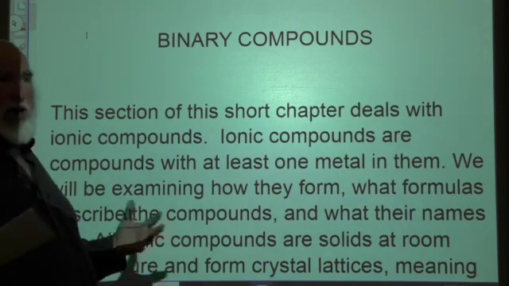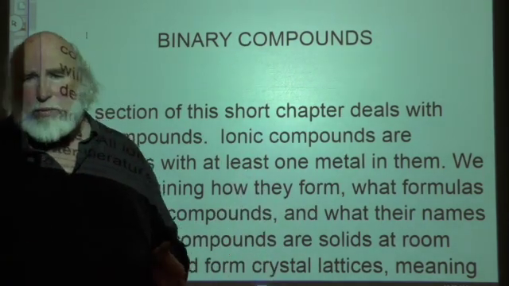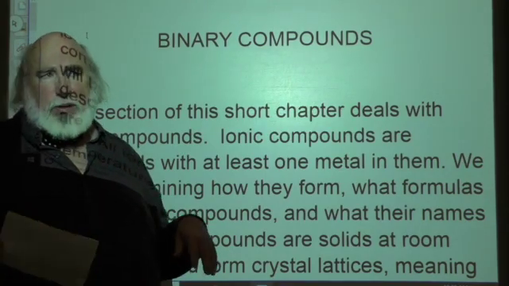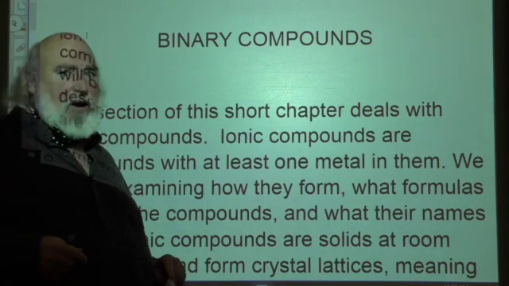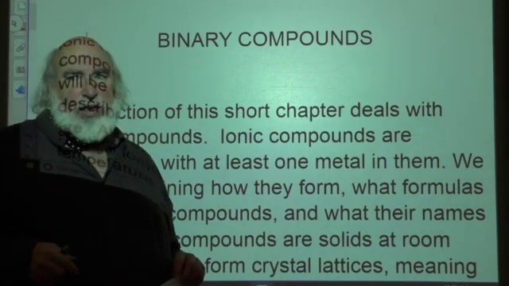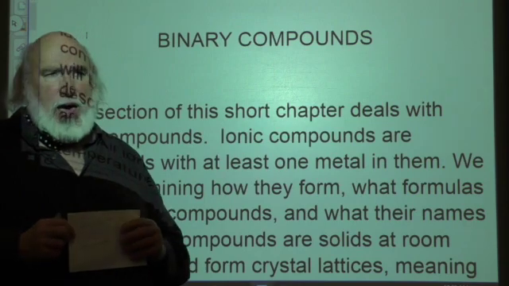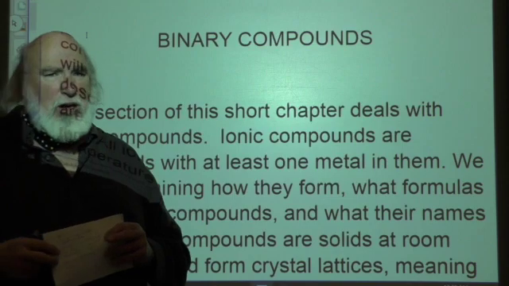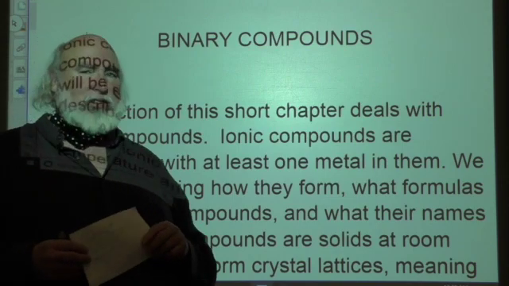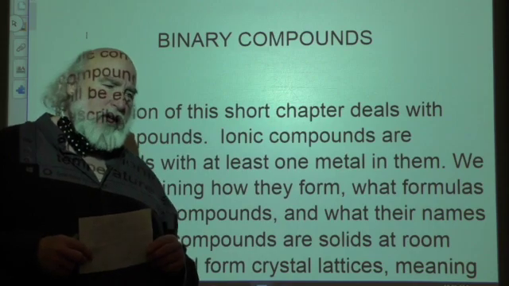So what is an ionic compound? Well, an ionic compound has to have at least one metal, and there are no other requirements beyond that. The fact that they are ionic means that they are going to form solids at room temperature, and they should create a geometric shape with a very distinct pattern, what we call crystal lattices. So those are the two properties of ionic compounds.